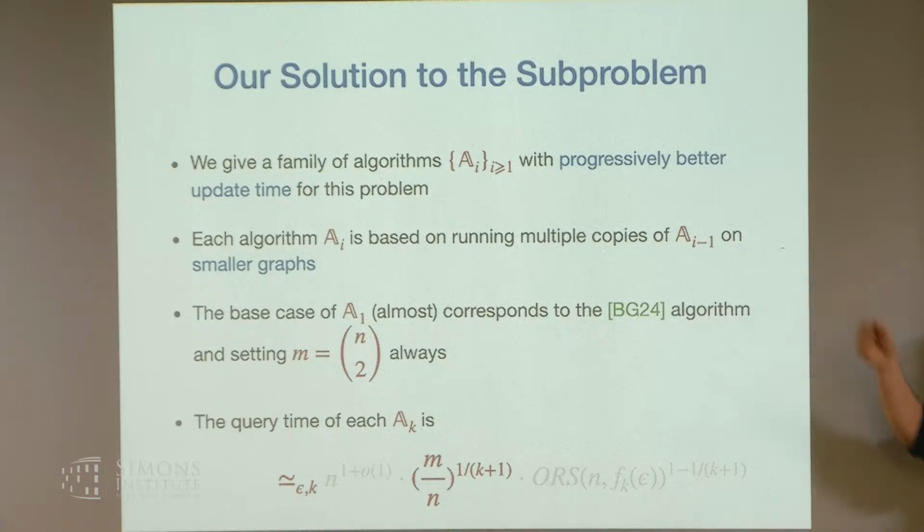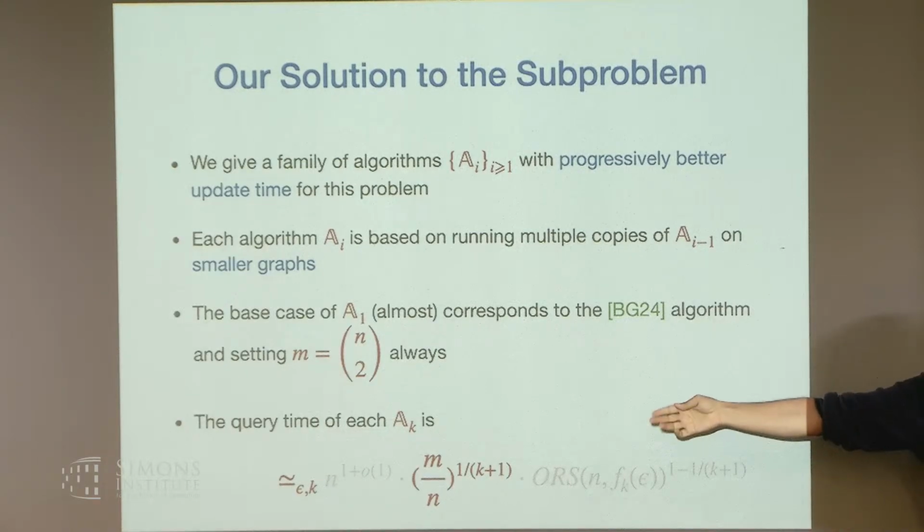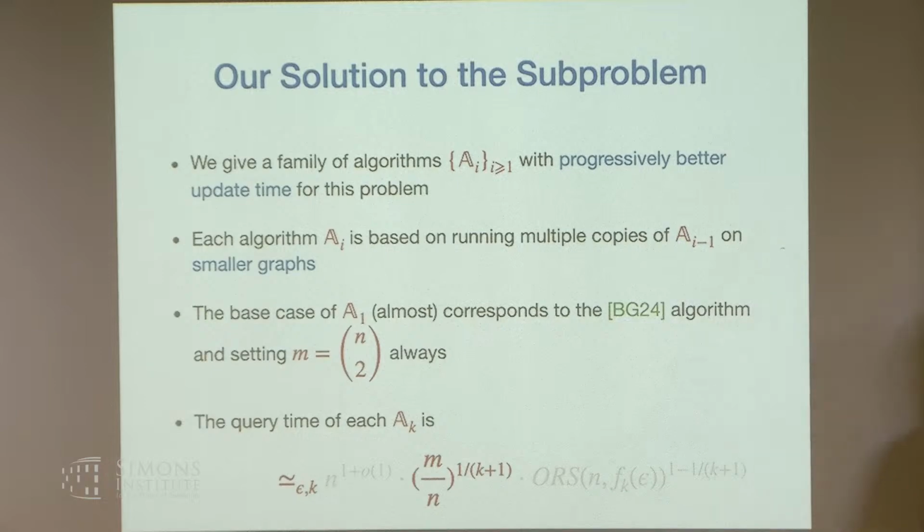The more we go through this progressively better algorithm, this term becomes smaller and smaller. And m is almost n squared. So this is n to the 1 over k. The more we go through this sequence, it becomes smaller and smaller until it reaches n to the small of 1.